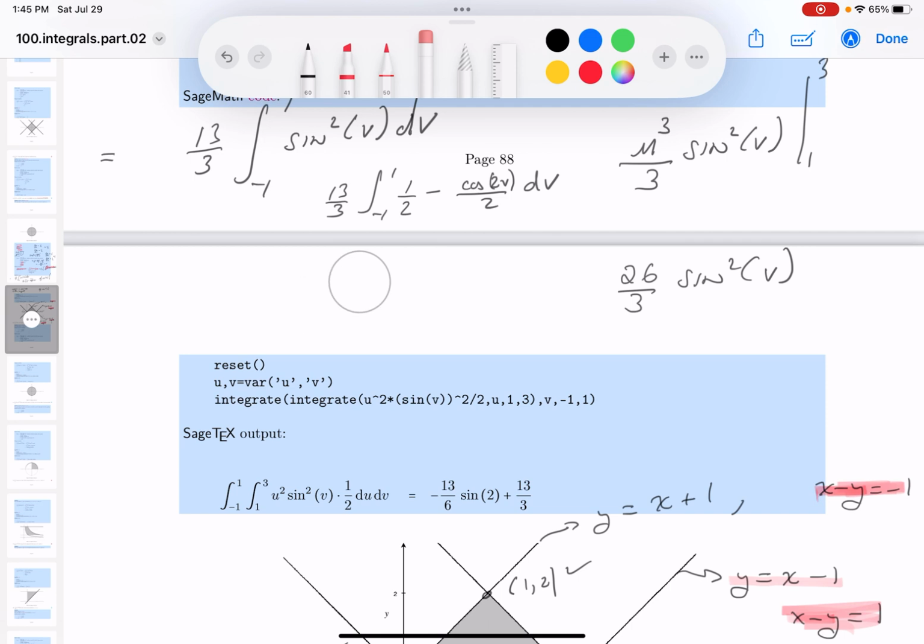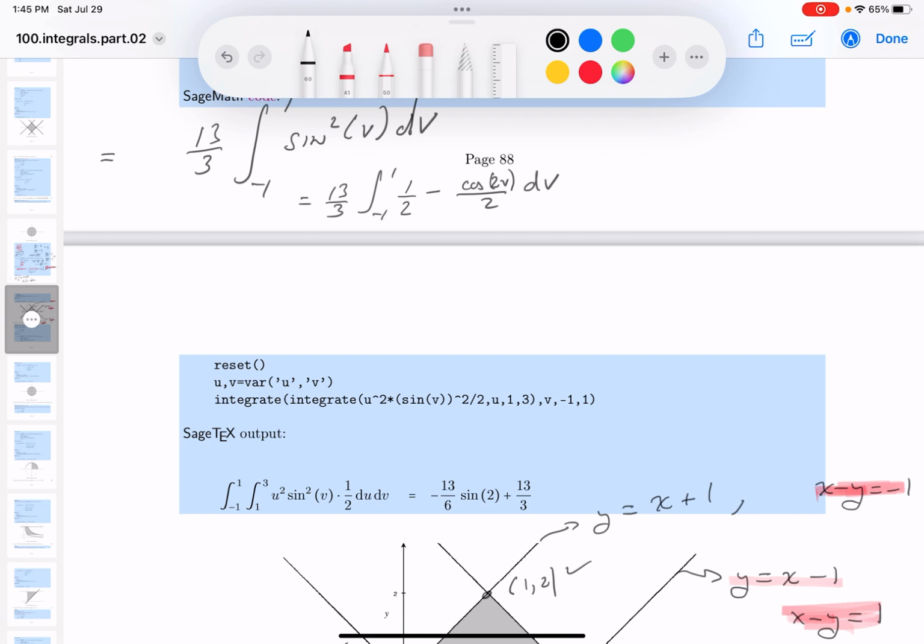I think I can get rid of this too, by the way. Kind of old information at this point. Kind of moving forward. So what do you get over here? Let's take a look. Whoops, I didn't mean to do that. 13 thirds. Antiderivative of 1/2 is going to be v over 2. And the antiderivative of the cosine would be, let's see, sine, right? So sine 2v over 2.